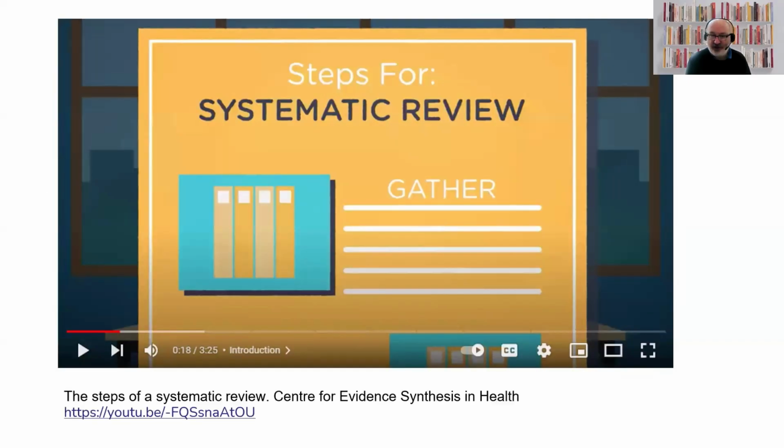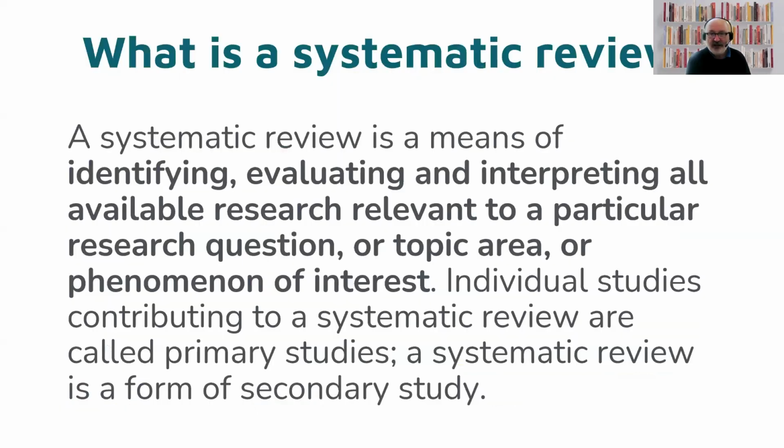You can watch this video later on, and it goes through what a systematic review is, or the steps involved in it. But a systematic review is a means of identifying, evaluating, interpreting all available research relevant to a particular research question, topic area, or phenomenon of interest. Individual studies contributing to a systematic review are called primary studies, and a systematic review is a form of secondary study.